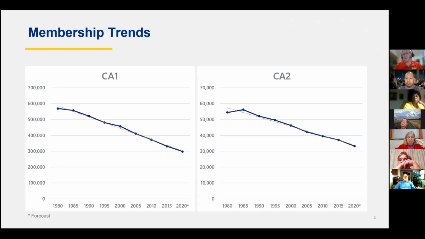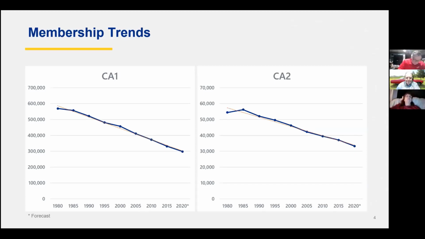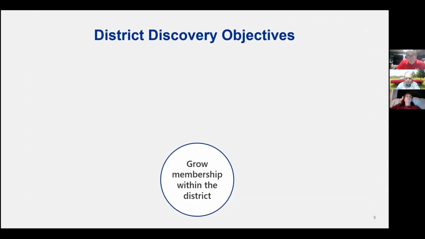I know with COVID, we've been trying to flatten the curve and get it to go down further. We want this curve to flatten and then start growing up, because every time we bring someone into our association, we can impact 100 more lives in our communities. And we have one objective, and that's to grow membership within our district.